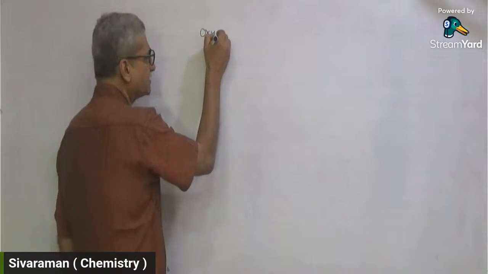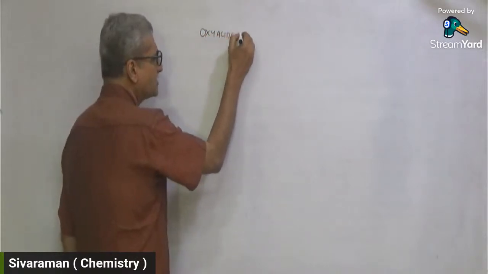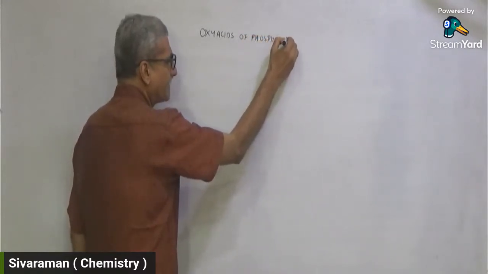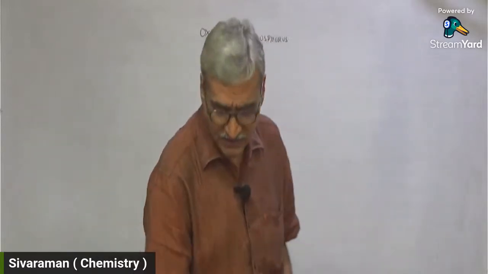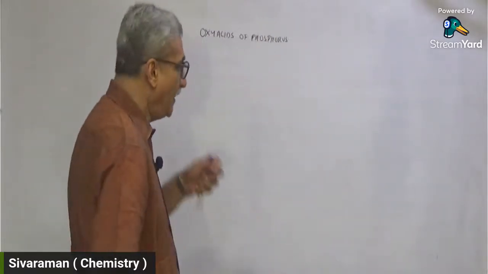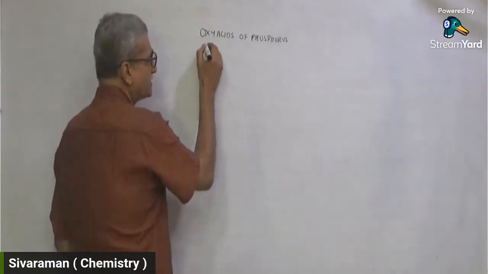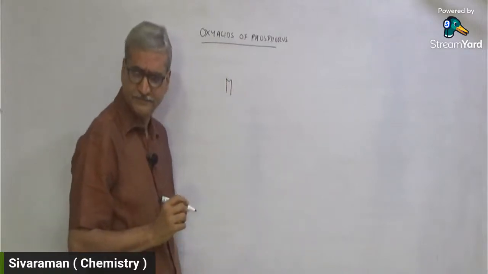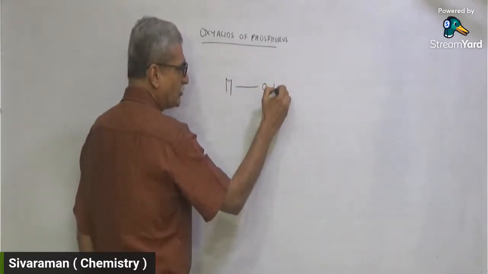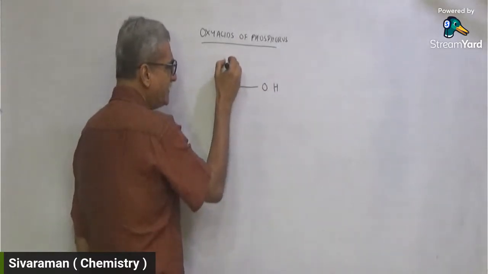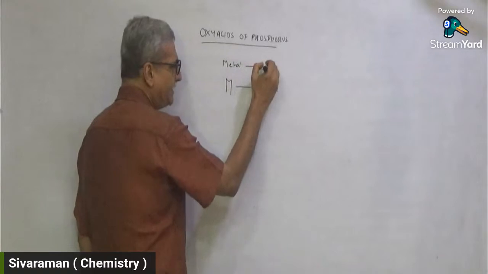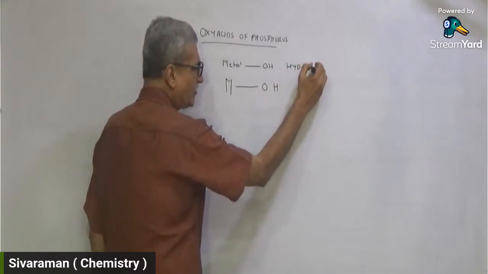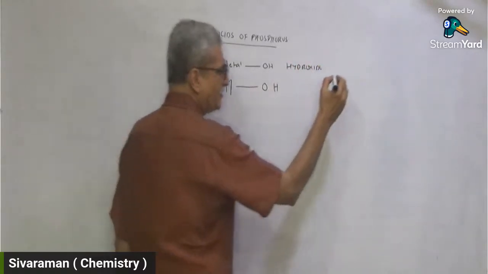Oxyacids of phosphorus. Let us start by trying to understand what an oxyacid is, because this is the first time we are going to come across oxyacids. See what happens when you have a central atom M attached to an OH group. If M is a metal and the metal is attached to a hydroxyl group, then these are called hydroxides. For example, you have NaOH.